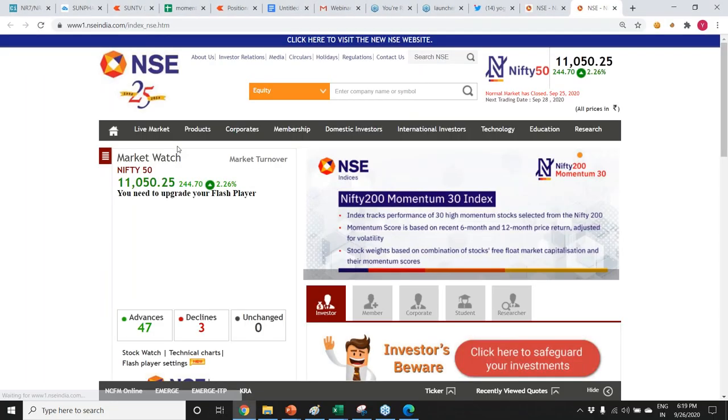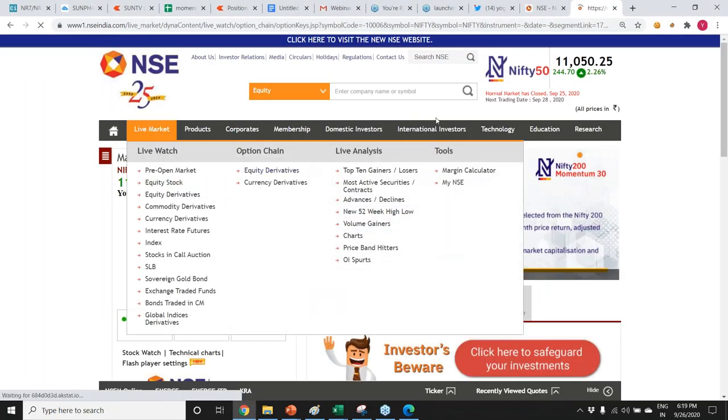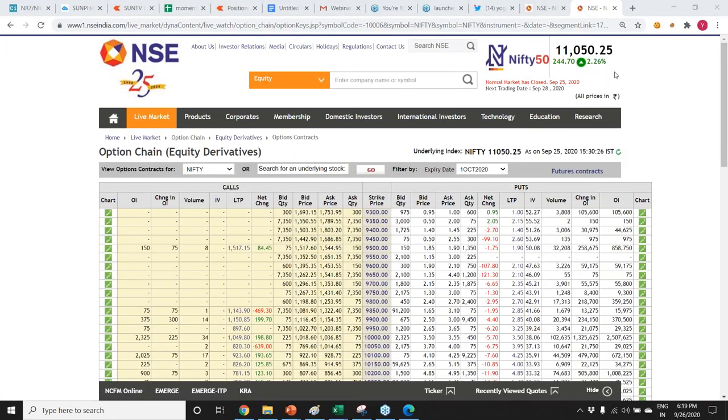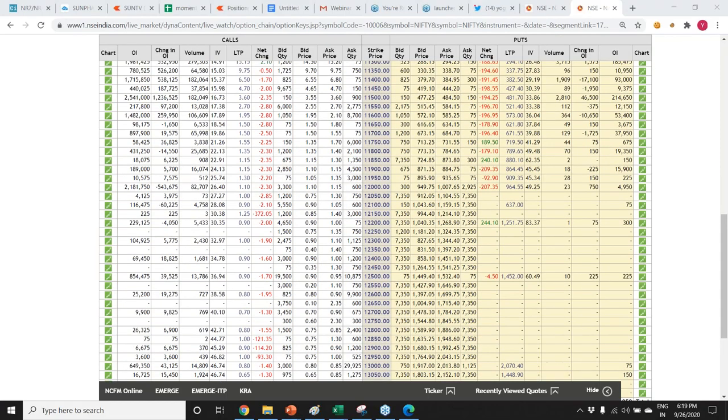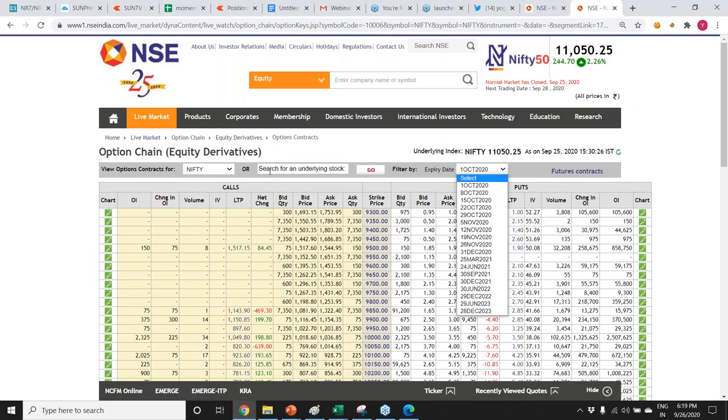I'll go to option chain chart, equity derivatives. See how I trade option. For example, I'll just show you Dr. Reddy, or maybe say Nifty.